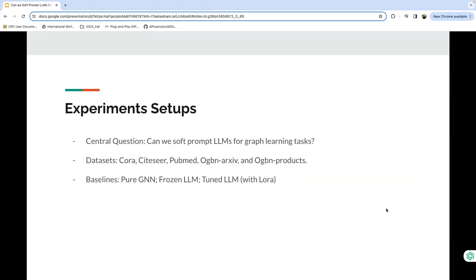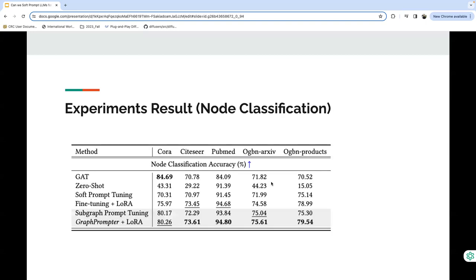for graph learning tasks. In the experiments part, we aim to address the central question, that is, can we solve prompt large language model for graph learning tasks? Our experiments mainly focus on node classification task and link prediction task using various graph benchmarks, including Cora, Citeseer, PubMed, Arxiv, and Products. And we compare our method with various baselines, including pure GNN, frozen large language model, and fine-tuned large language model with LoRA.